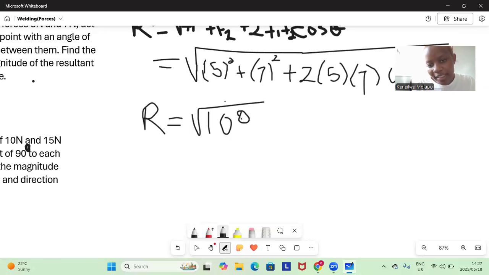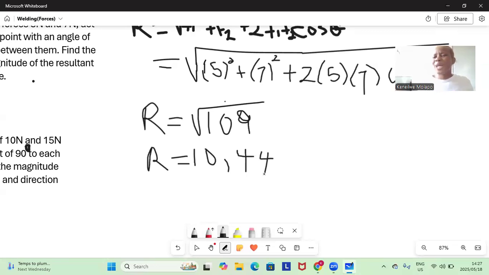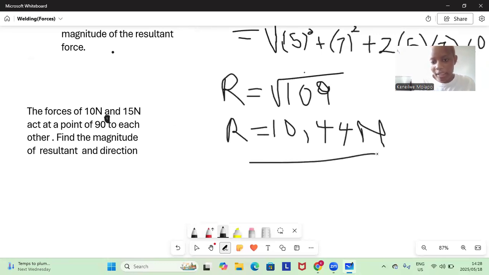You can't leave your answer like this, because what if in the next question you have to use it. So your answer will be R equals, let me check, 10.44. I just rounded it off to 2 decimal places. Don't be confused, guys. Then you don't just say 10.44, they can mark you wrong. Even if the answer is correct, you have to write the SI unit, N. So that means you're done for this one.